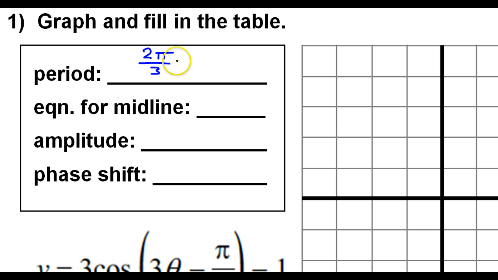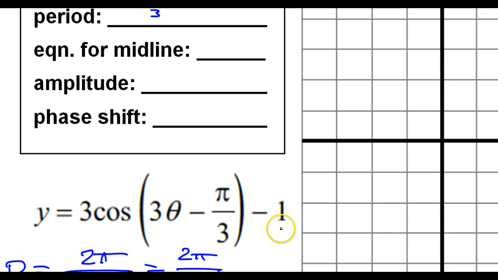So again, our period was 2 pi over 3. Now the midline is going to come from this number right here. So our midline is going to be y equals -1. Don't just put -1, put y equals -1. Now the amplitude is going to come from this a value right there. So the amplitude is going to be 3. The amplitude is always positive. Even if this was -3, we would still put positive 3. A negative would mean a reflection over the x-axis, but we'll talk about that later.